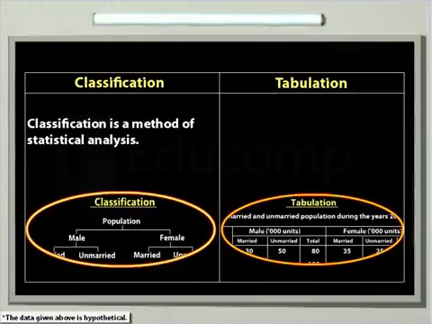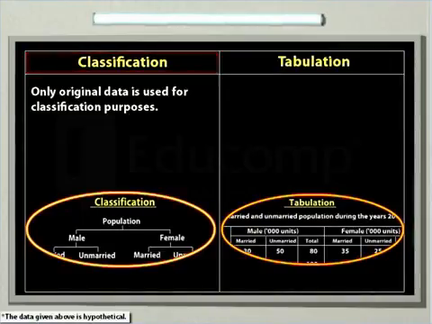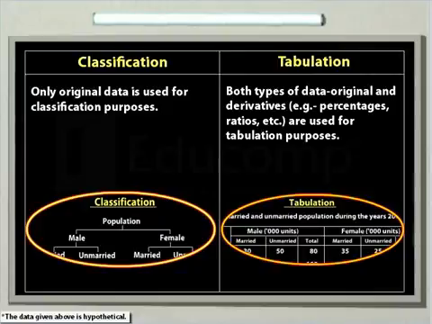Classification is a method of statistical analysis, whereas tabulation is a method of presentation of data. In the process of classification, original data is used. In tabulation, however, both types of data, original and derivatives, are used.